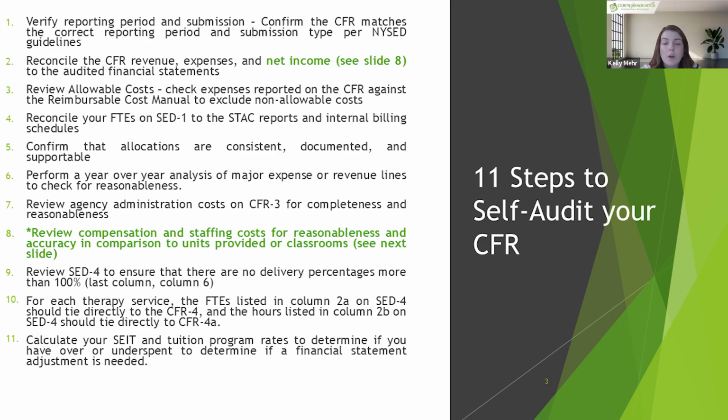So then also on SED4, you always want to make sure that the FTEs in column 2A tie directly to CFR4 for each therapy PTC code. This is listed specifically in Appendix AA, where your auditors are actually required to check this. So if you have a 3.0 FTE for your speech therapist on SED4 for program 9100, you should be able to go up to CFR4 and see that same 3.0 FTE for your speech therapist in 9100. And the same goes for the hours that are reported in column 2B for your contractors. They should sync up to what's on CFR 4A for your hours for each program and each therapist PTC code.